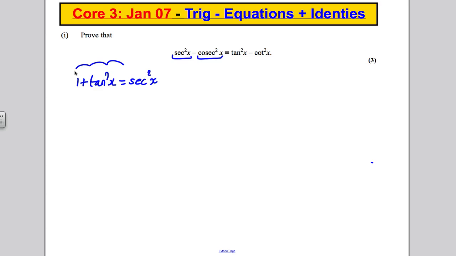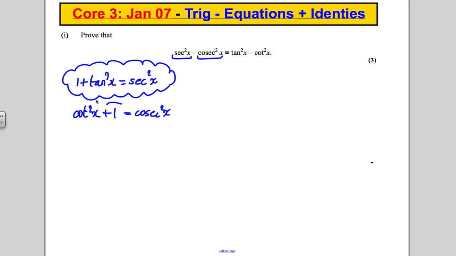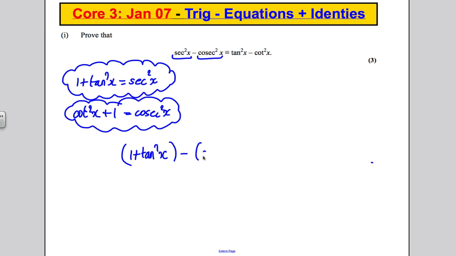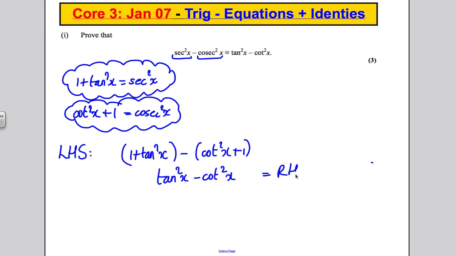I should know that one, and that's acceptable to just use. And I also know that cot squared x plus 1 is equal to cosec squared x. So I can use these 2 identities here, and I could just say, therefore, substituting in, 1 plus tan squared x subtract cot squared x plus 1 for the left hand side, which is simply tan squared x subtract cot squared x, which is equal to the right hand side, and I'm finished. I've got those 3 marks quite easily.